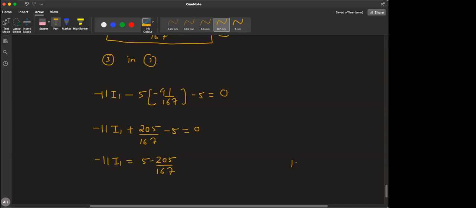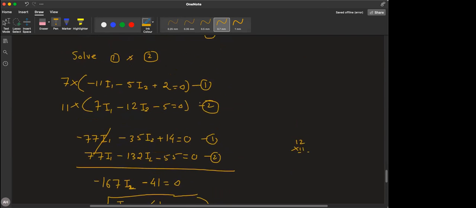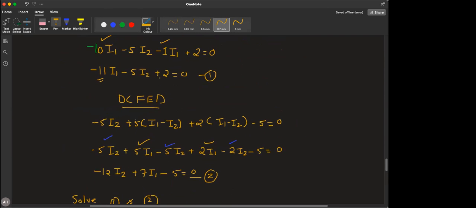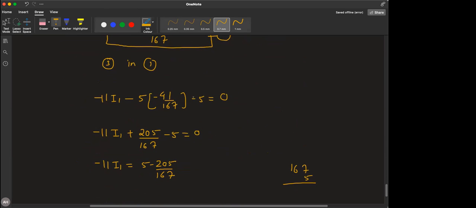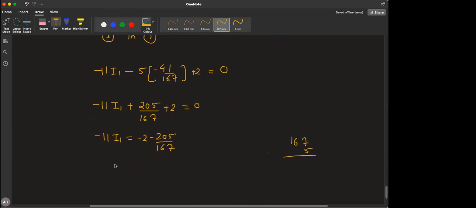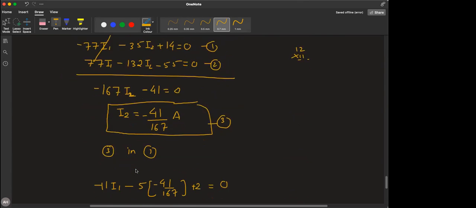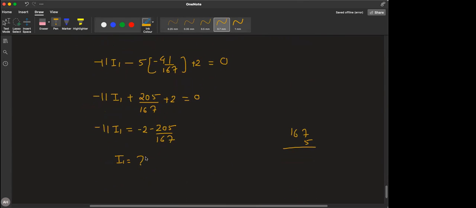So this is 167 into 5. Sir, isn't the last term 2? Sorry, last one was 2. Yes, it's 2. Thank you. Plus 2. It's plus 2. It's minus. So you can get the value of I1 from here. Is it clear? So your I1 will be positive.